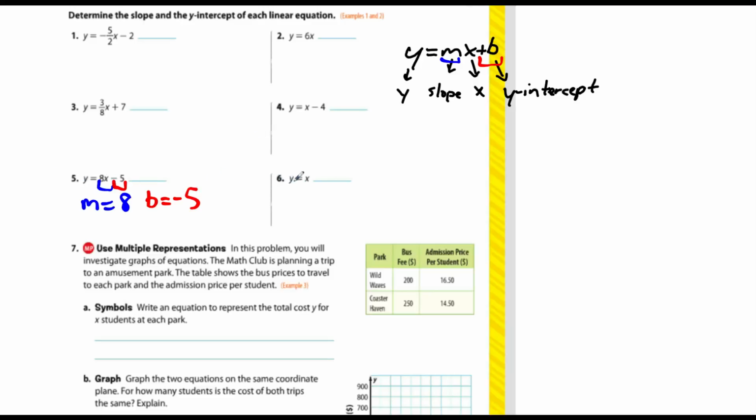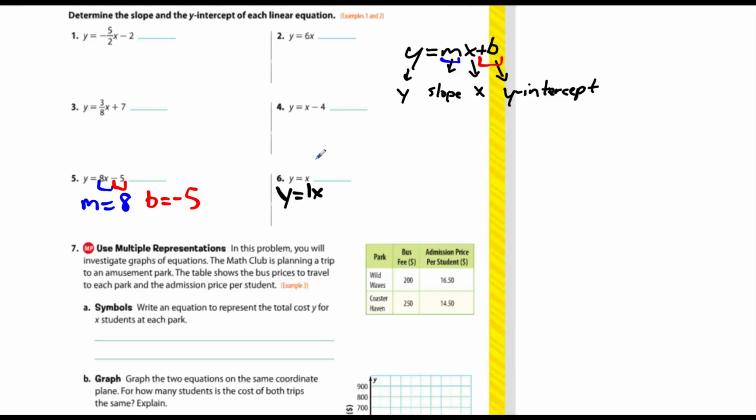So number 6 says y equals x. Technically it's still in this form, even though we don't see these numbers. We just have to remember what we know about basic rules of how numbers function. So something times x equals just x. We need to know what number we can put in front of x when there's no actual number. The only thing you can multiply x by that won't change the value is 1. So we can rewrite this as y equals 1x.